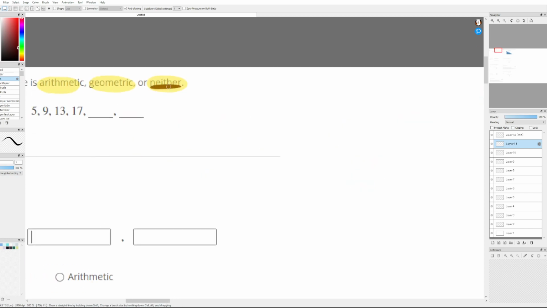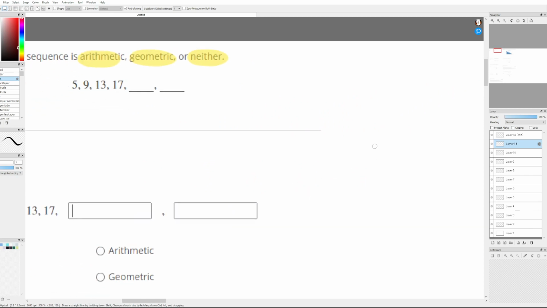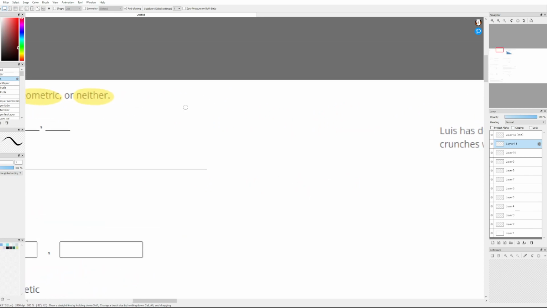Now, there are sequences that are neither geometric or arithmetic. If you had something such as 1, 4, 2, 5, 3, 6, ... Sorry, it's kind of hard to come up with them on the fly.